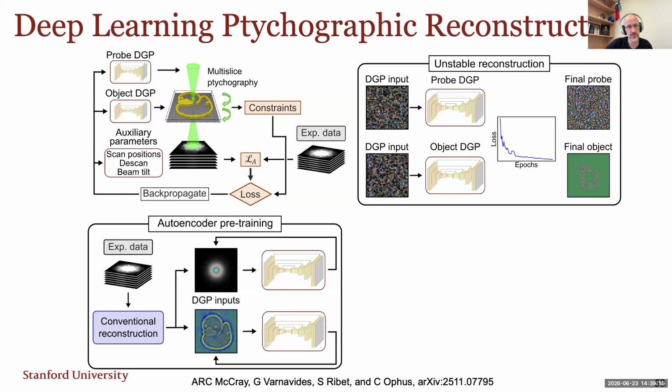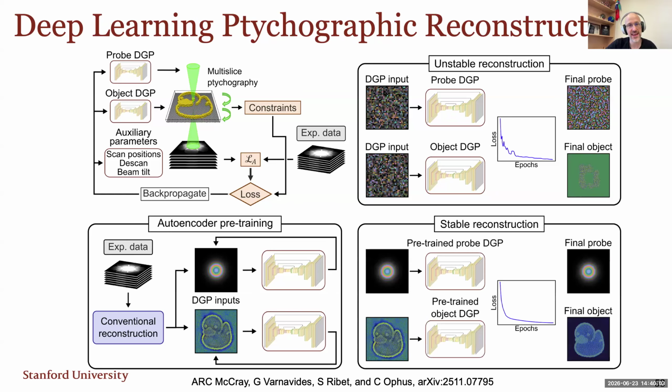So instead, what we do is run the normal pre-training loop using gradient descent. That gives us a guess for the probe and a guess for the object. Then we feed that into our deep generative prior and use the weights of the deep prior to update the probe and the object, to fine-tune it and get a better reconstruction. This is the only modification we've really had to make to the literature deep image prior methods.